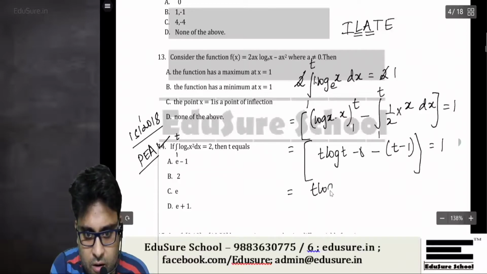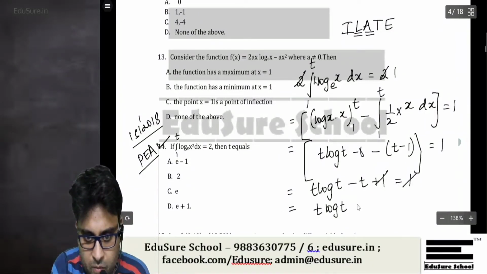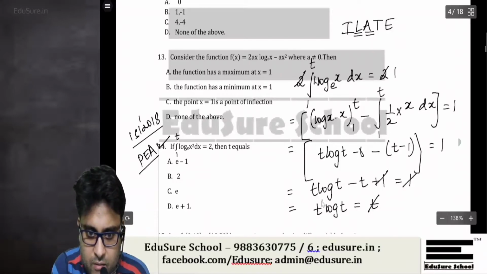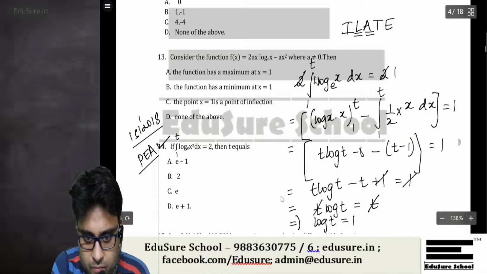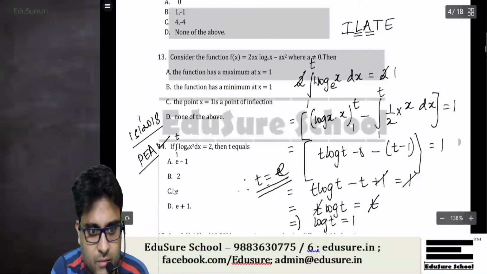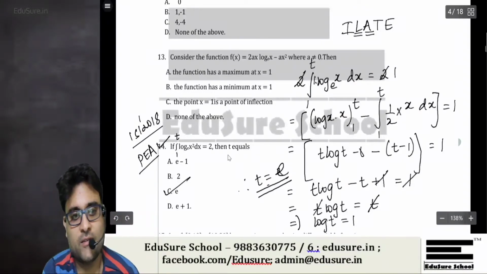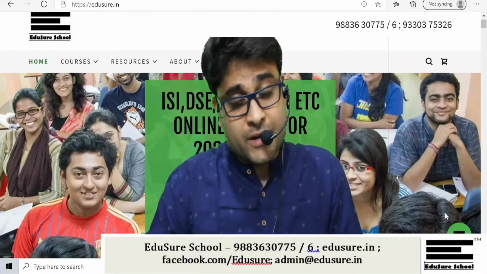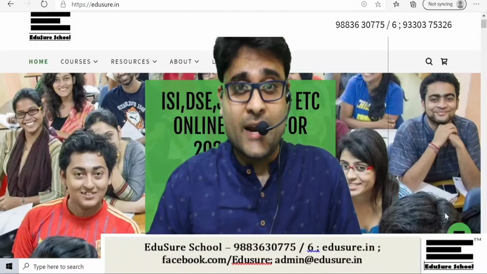So t log t minus t plus 1 is equal to 1, or t log t is equal to t, log t is equal to 1, therefore t is equal to e. That's my answer, C.